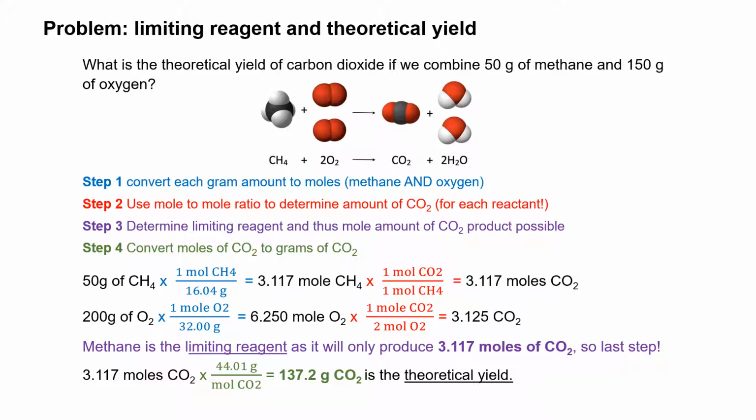Now, we've figured out that we can theoretically make 3.117 moles of CO2. So we're going to multiply that by the molar mass, and we're going to get 137.2 grams of CO2. This, my friends, is the theoretical yield.